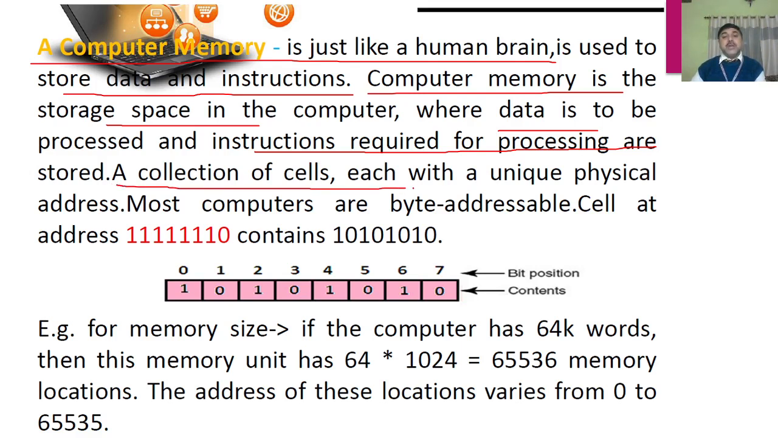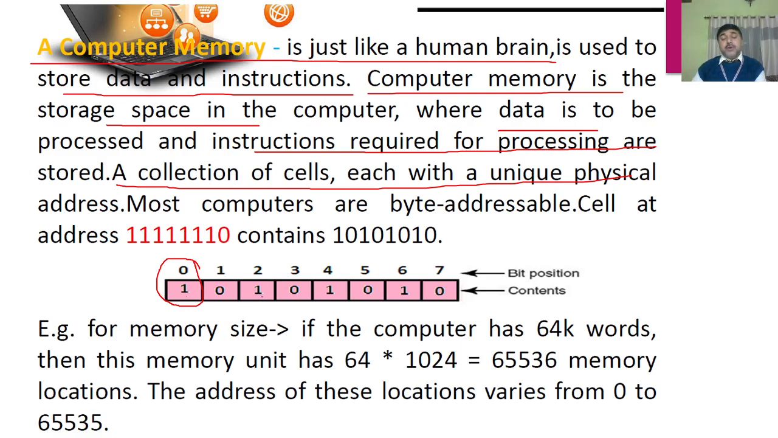a collection of cells, each with a unique physical address. That means each of these is a cell. See here, which I am circling, this is one cell. Similarly, up to this much, how many cells are there? 1, 2, 3, 4, 5, 6, 7, and 8 cells are there. All those 8 cells have a different address. Okay, a unique address they do have.